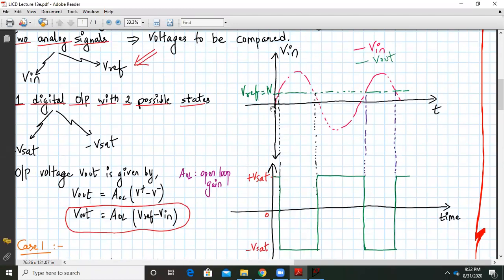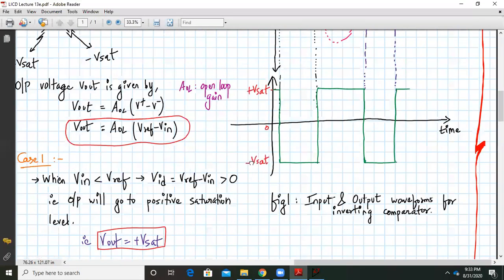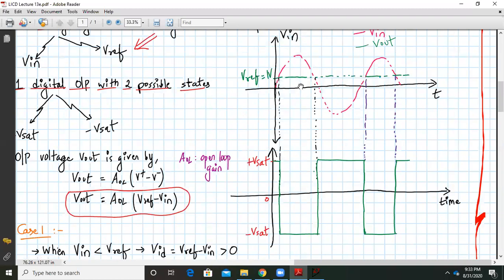Over here we have this dotted pink waveform, which is my input, and this green dotted line is my V reference. Whenever V in is less than V reference, I repeat, whenever V in is less than V reference, below the green line, at that time my output is at positive saturation. So case number one: whenever V in is less than V reference, my VID will be greater than 0. That means the output will go into positive saturation. It will remain there as long as V in is less than V reference.